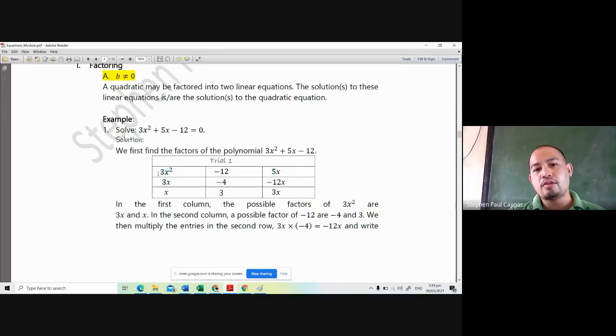Then you list the factors of A. So one possible factor is 3 and 1. Then possible factors of C, negative 12, are negative 4 and 3. Since it is negative, one of them should also be negative. So that is my first trial. I put 3 with negative 4, and 1 with positive 3. So if I multiply 3x times negative 4, I will get negative 12x. And then x times 3, I will get 3x.